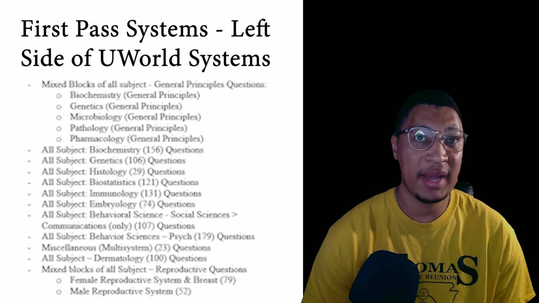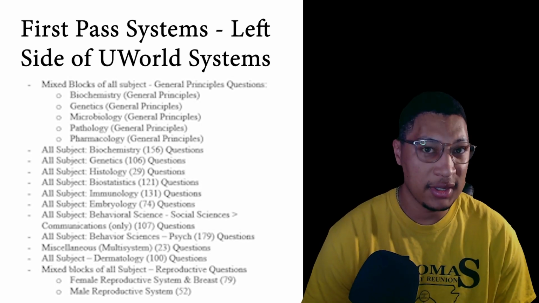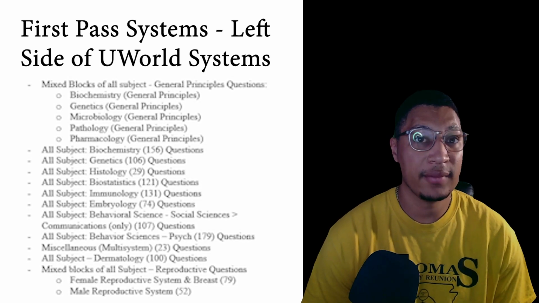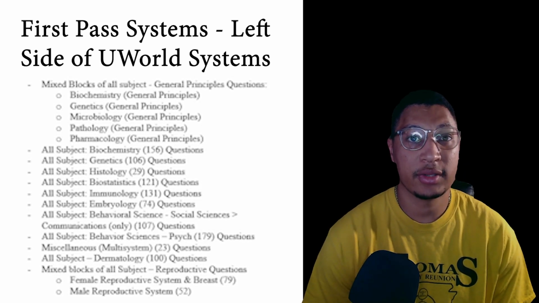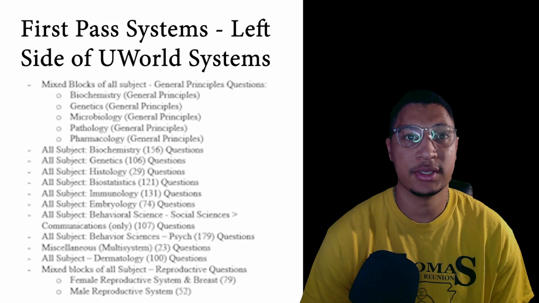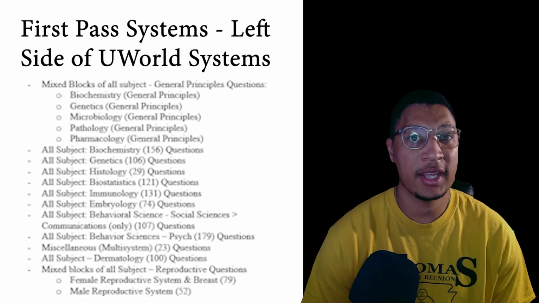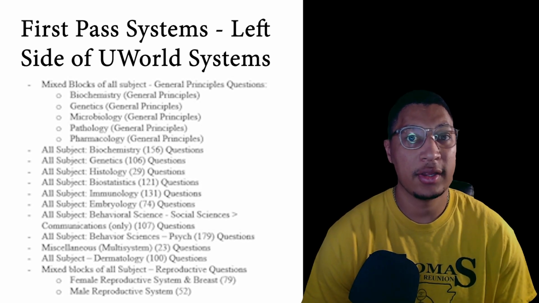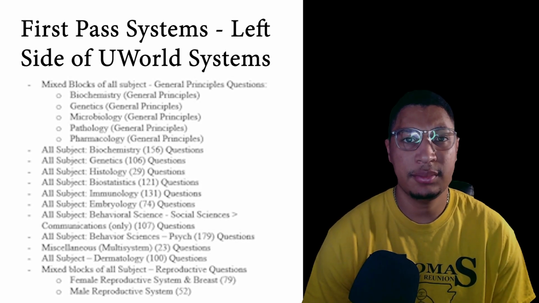And then I did all the biostats questions. Then I did all the immunology questions. And then I did all the embryology questions, and then all the behavioral science questions and social science questions, mainly just the communications ones, because I wanted to focus on communications in general. Then from there, I did all the behavioral psych questions, which is 179. Then from there, I did all the miscellaneous multi-systems, which is about 23.